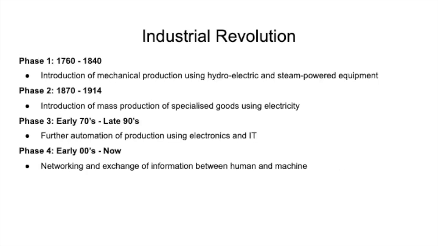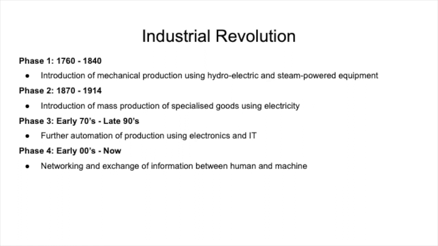In history, we've seen several industrial revolutions, the first one starting in 1760, ending in 1840, where we saw the introduction of mechanical production using hydroelectric and steam-powered equipment. There was another industrial revolution in 1870 that ended in 1914 that involved the introduction of mass production of specialized goods using electricity.